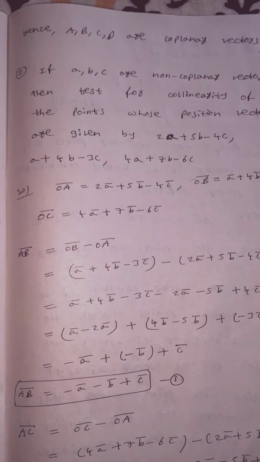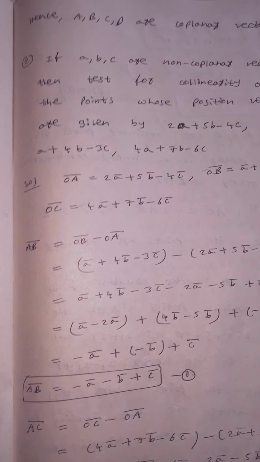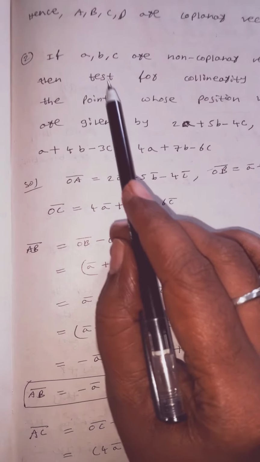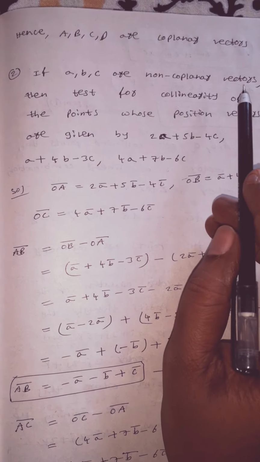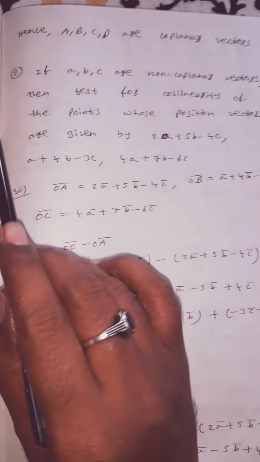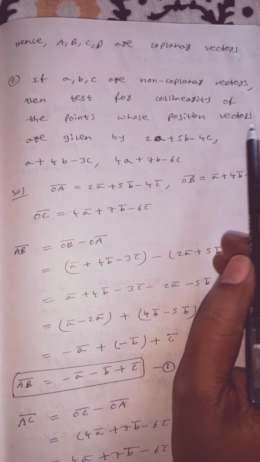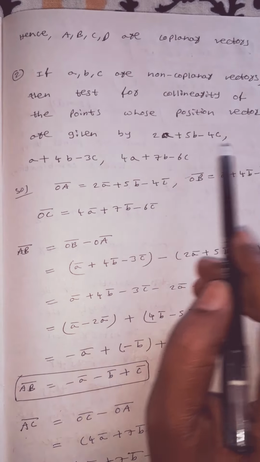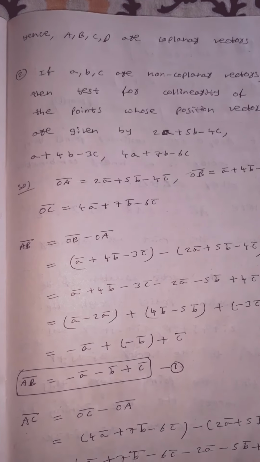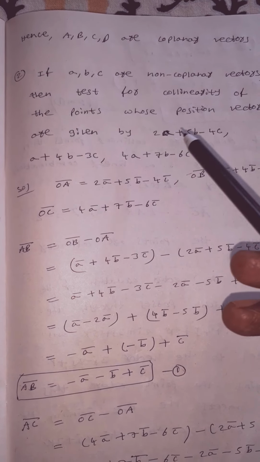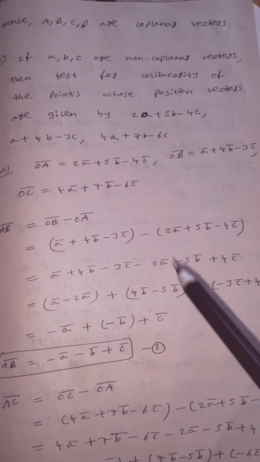Next, in this second one, children, the second important 7 marks question is: if a, b, c are non-coplanar vectors, then test for collinearity of the points whose position vectors are given by these 3 points. So it may sometimes come for 4 marks, sometimes for 7 marks, children.